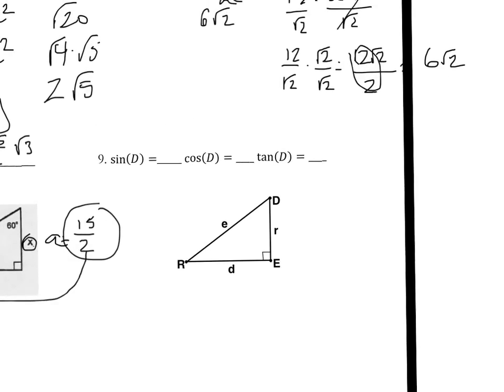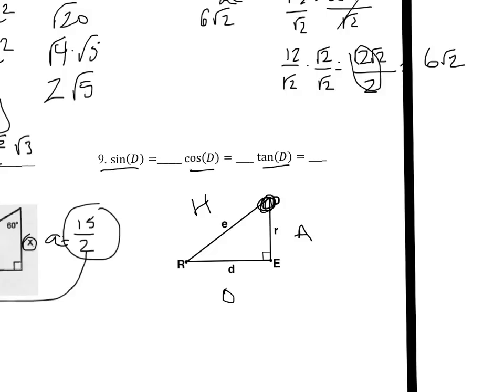Last one, this is the new material, the trig. If you look in all three parts, sine of d, cosine of d, tangent of d. So I'm looking from this angle right here. I'm going to label opposite, adjacent, and hypotenuse. Opposite is across, adjacent is next to, and hypotenuse is always across from the 90.